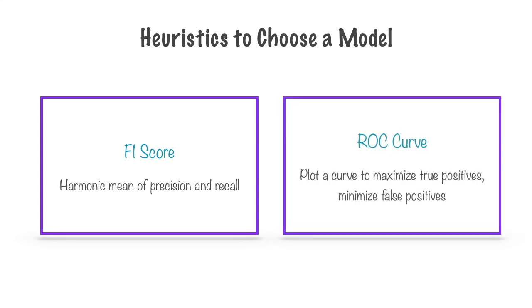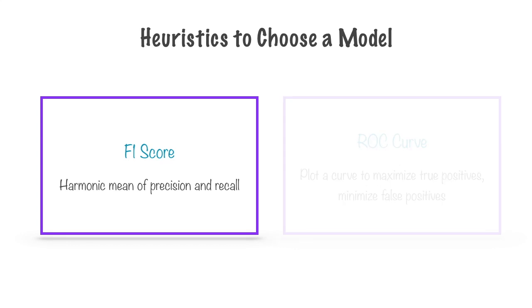The ROC curve, or the receiver operator characteristic curve, is one which we get when we plot the true positives versus the false positives. The idea is to find that point on the curve which maximizes true positives and minimizes false positives. We start off by considering the F1 score. The F1 score is the harmonic mean between precision and recall.